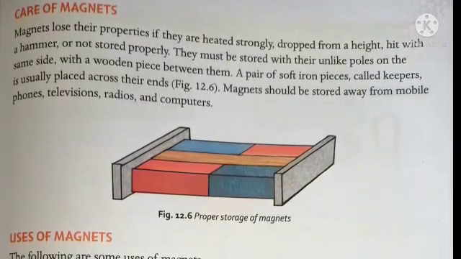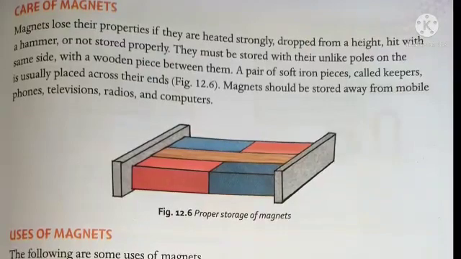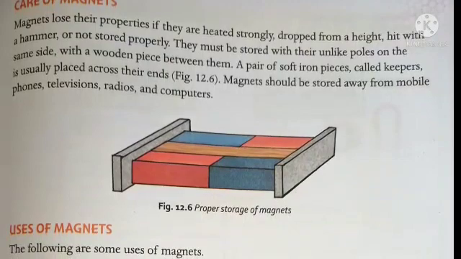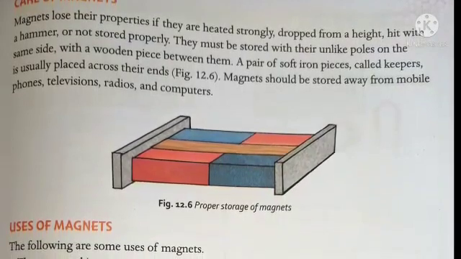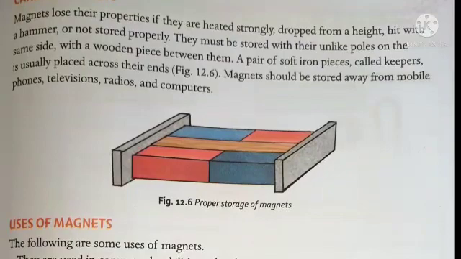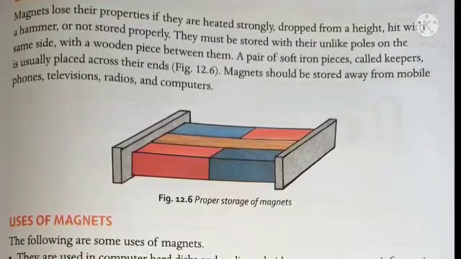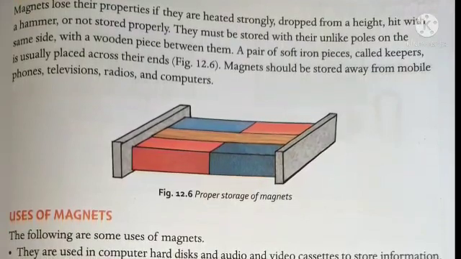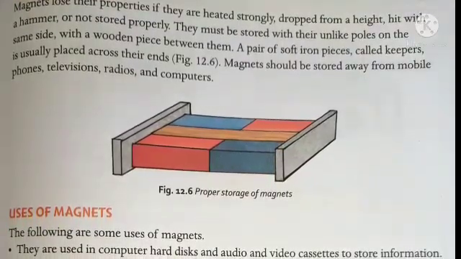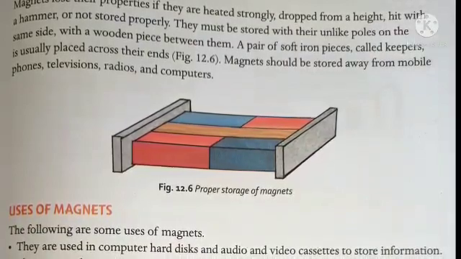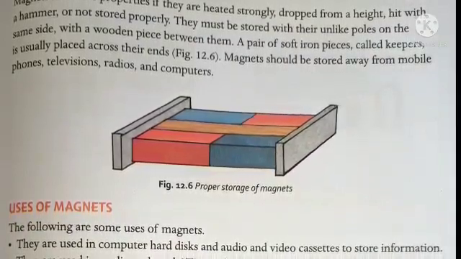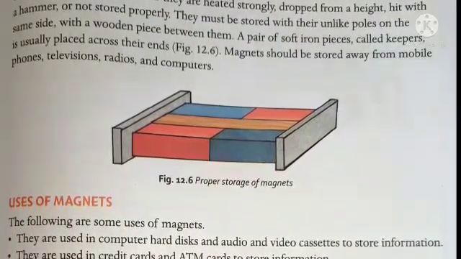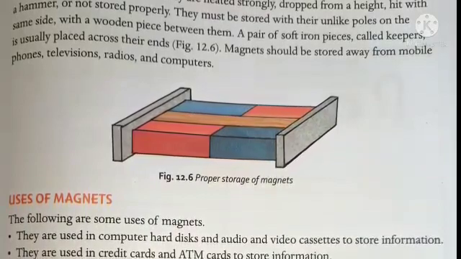Bar magnets should be stored in pairs with unlike poles alongside each other, with a wooden piece between them. Now, students, a pair of soft iron pieces, which are called keepers, is usually placed across their ends. Also, magnets should be stored away from mobiles, television, radios, and computers. Now, the next is uses of magnets.